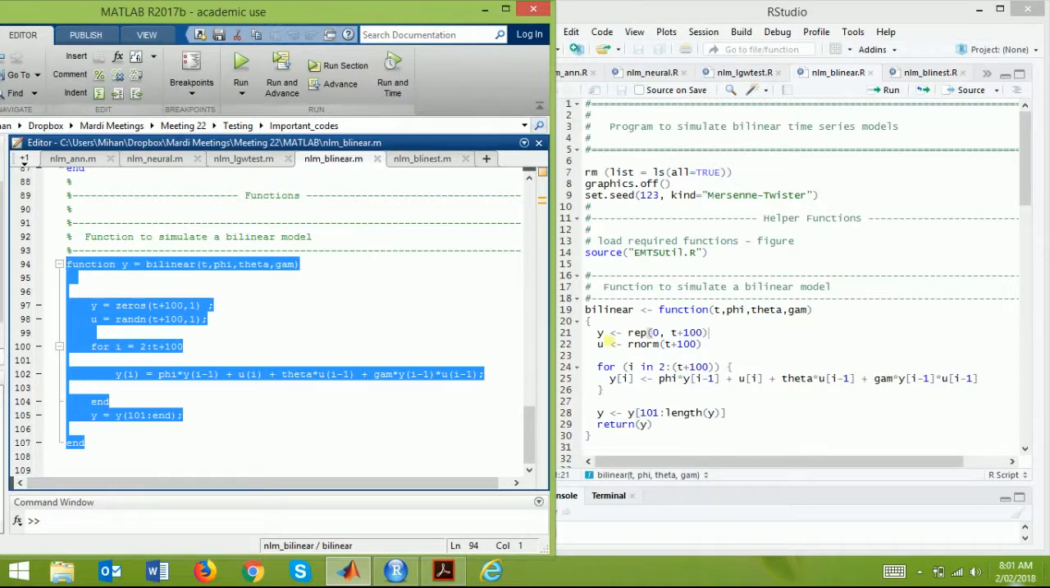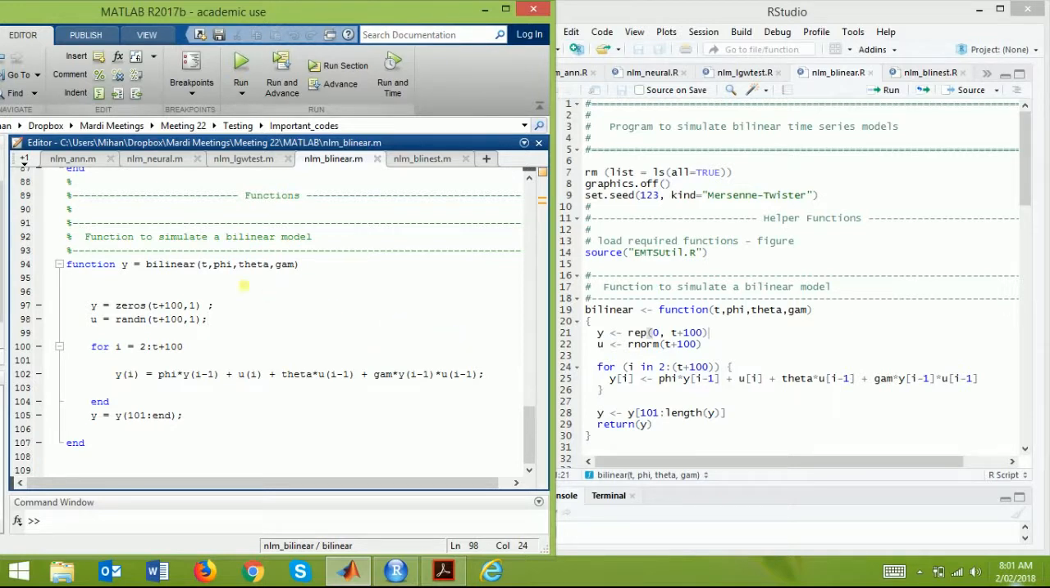However, let us simulate our data and see how this goes. We have unknown parameters, which are t, phi, theta, and gamma, and we are allowing our system to generate the numbers for us. For i equals 2, these are the inputs: i, t, phi, theta, gamma. This is our equation, phi y(i-1), u(i), theta u(i-1), and the gamma term. We have the equation. Now let's put this into a loop.